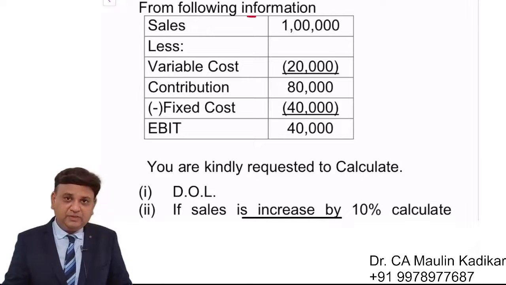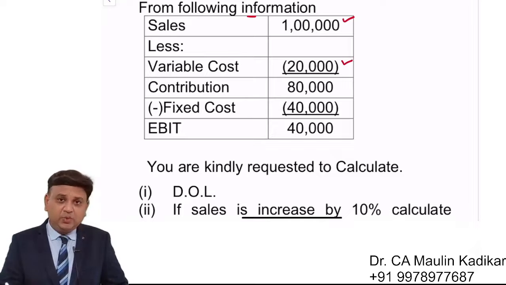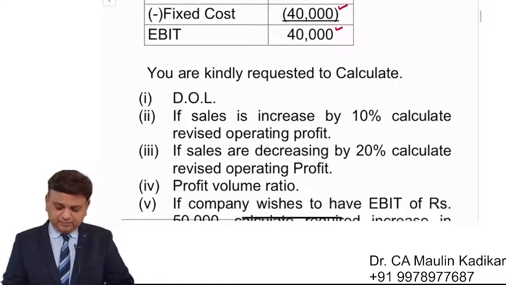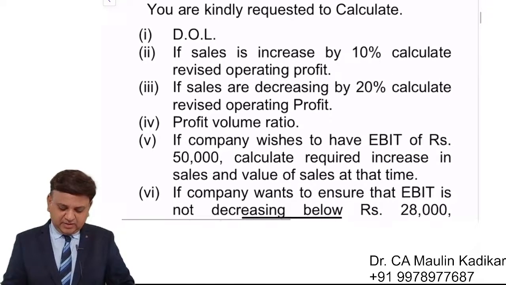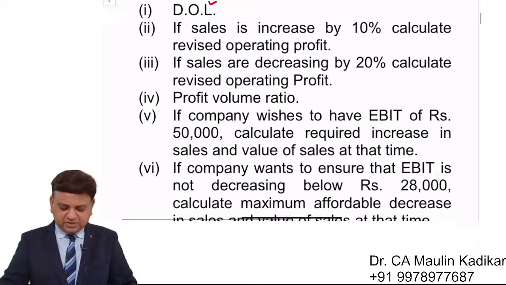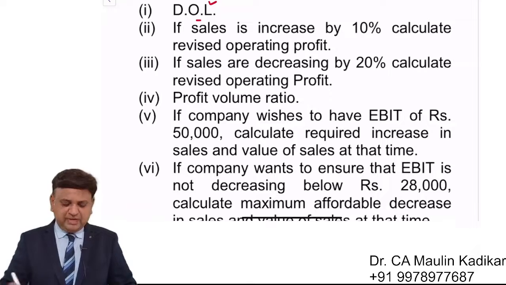From the following information, it is given that the sales is 1 lakh rupees, variable cost is 20,000 rupees, contribution is 80,000 rupees, fixed cost is 40,000 and operating income is 40,000. You are kindly requested to calculate. The first question is DOL, degree of operating leverage, and so on. I want you to tell me the answer of the first question in the chat box.